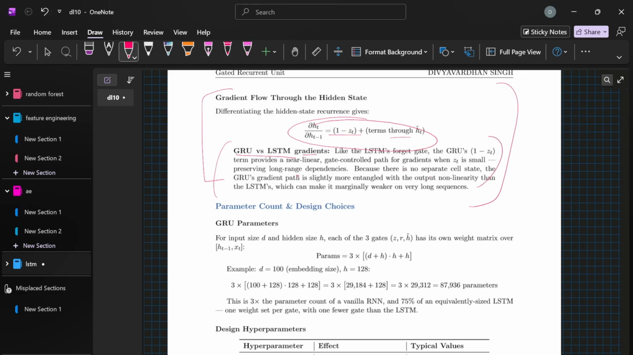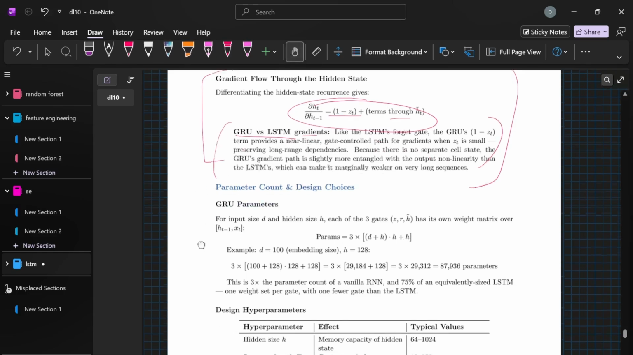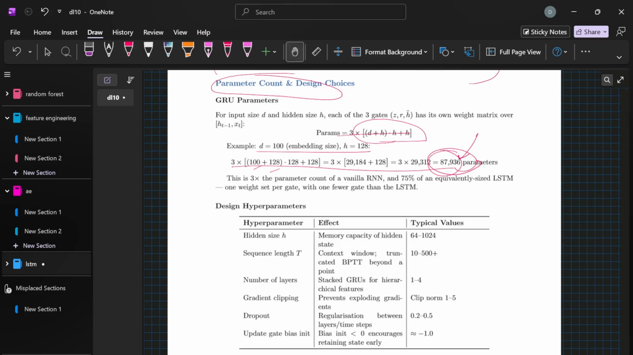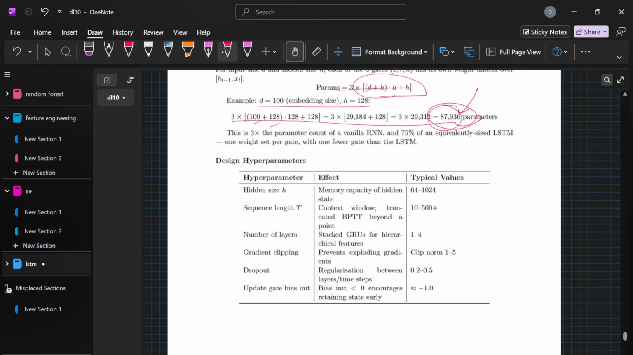Moving forward towards the parameter count. Okay, so that's the maths here. For input size d and hidden state h, each of the three components, update gate, reset gate, and the candidate, has its own weight matrix. Parameters equal 3 times (d plus h) times h plus h. Example, say d equals 100 and h equals 128. Calculating, 3 times this gives 87,936 parameters. To put that in perspective, it is 3 times a vanilla RNN parameter count, but only about 75% of what an equivalent LSTM would need.